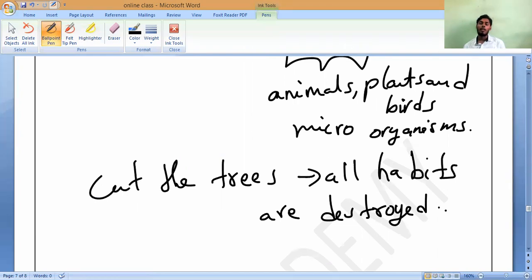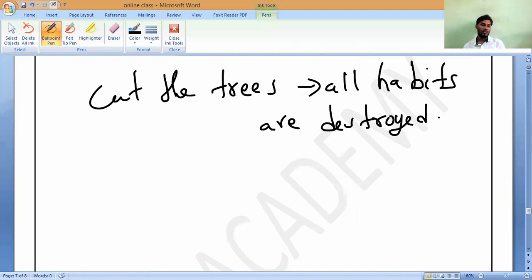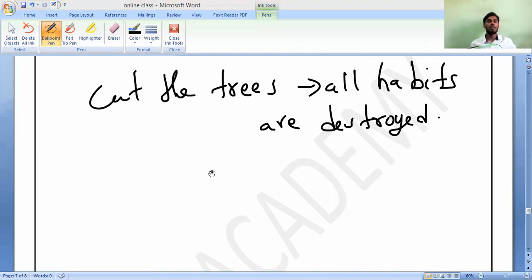It will cause damage to wildlife, like wild animals, wild plants, wild birds, and microorganisms. So when forests are cleared during deforestation, many wild animals and wild birds lose their shelter. Particularly birds, they used to get shelter from plants only. Is it yes or no? Yes, sir.